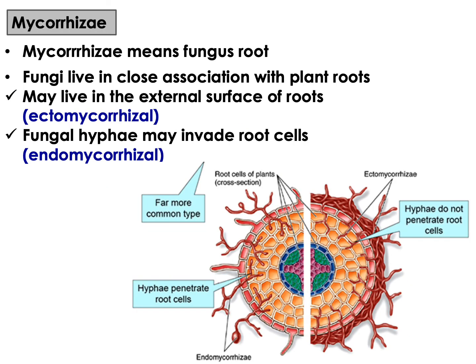Okay, and the last one we have is the mycorrhiza. Mycorrhiza means fungus root. These fungi live in close association with plant roots. They may live on the external surfaces of the root, which is called ectomycorrhiza, or the fungal hyphae may invade the root cells. They are called endomycorrhiza. In one type the hyphae do not penetrate root cells, and in this type the hyphae penetrate the root cells. So these are the endomycorrhizal, and this is the ectomycorrhizal.